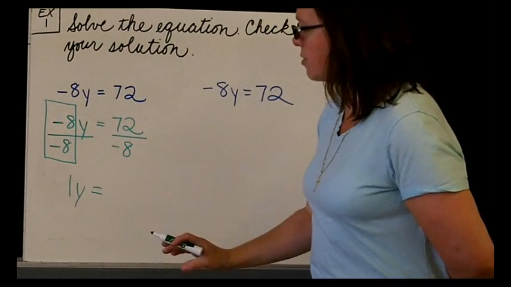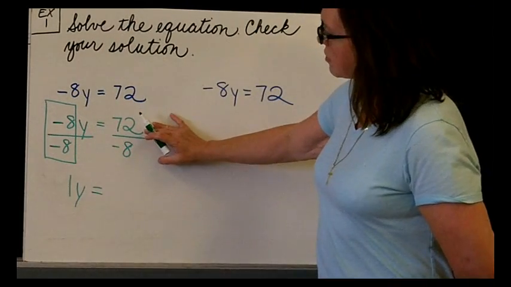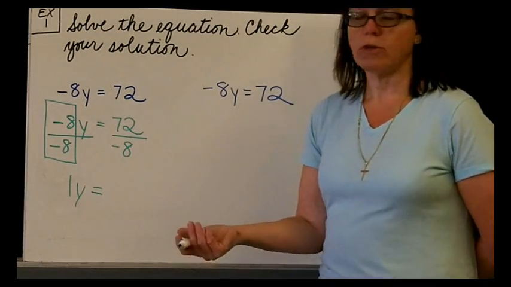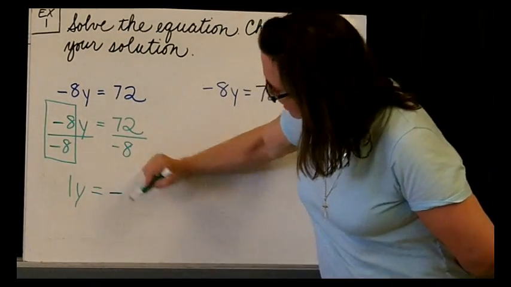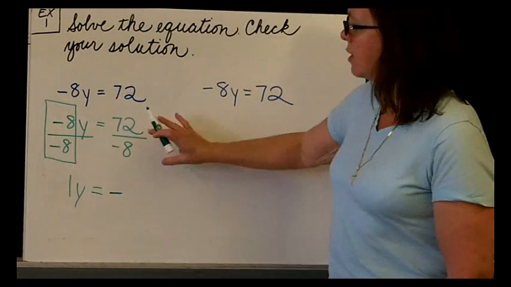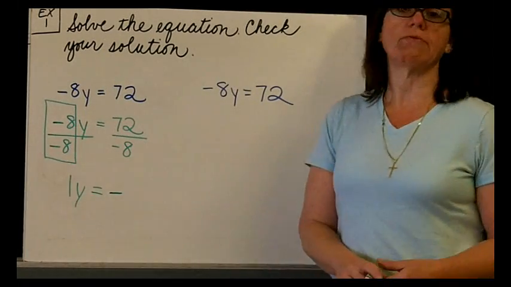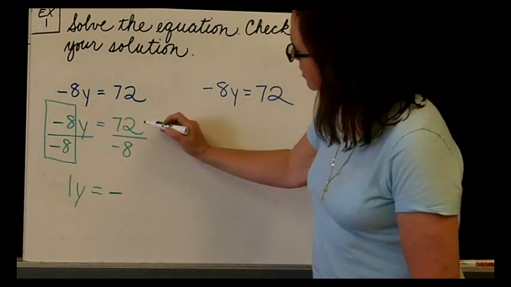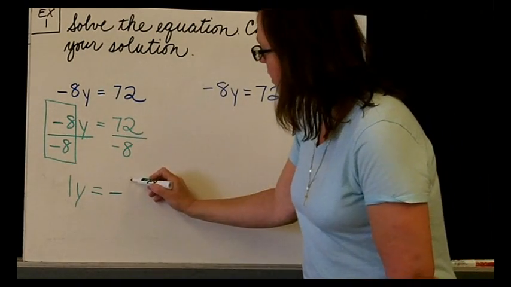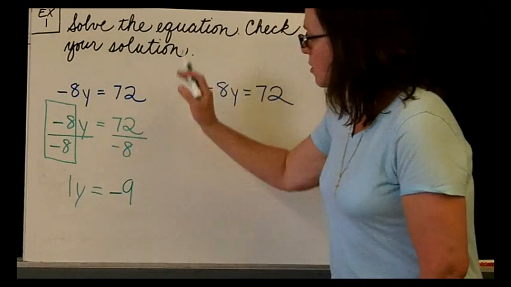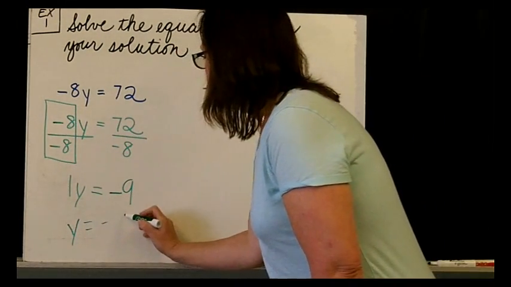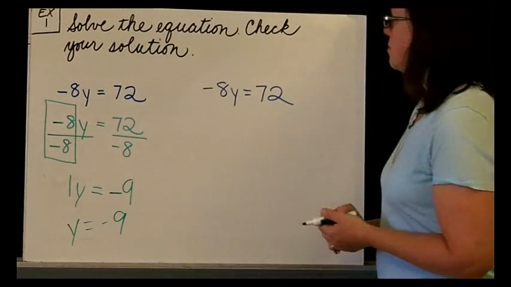Now let's take care of the other side. We have a +72 divided by a -8. The first thing I do is write down my negative symbol because I know that a positive number divided by a negative gives us a negative quotient. And then I do the arithmetic. 72 divided by 8 is 9. So in this equation, y equals -9.